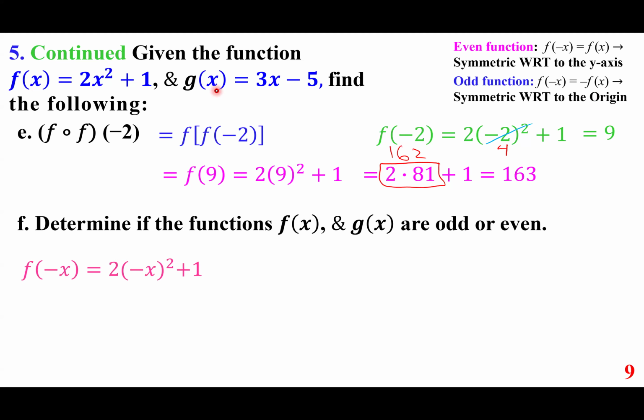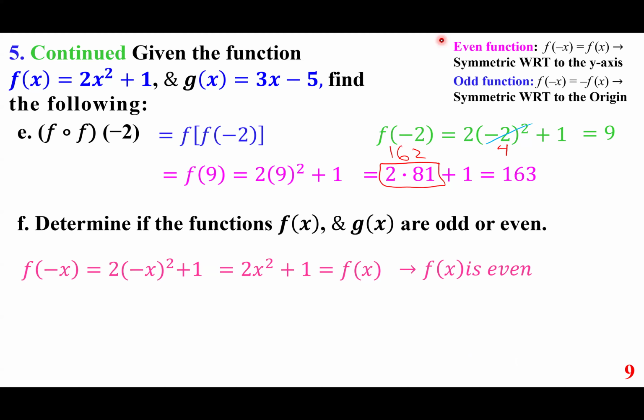So f of minus x means 2 times minus x quantity squared plus 1. Because this is even, minus x quantity squared is the same as x squared, and that is identical to f of x. By definition of an even function, f of x is an even function. So I believe it's pretty straightforward.